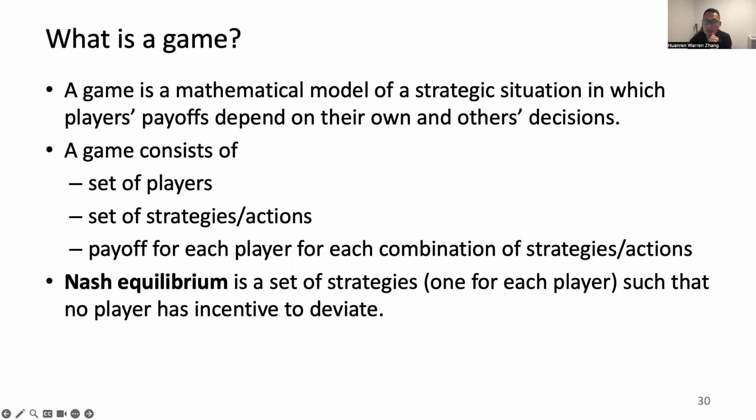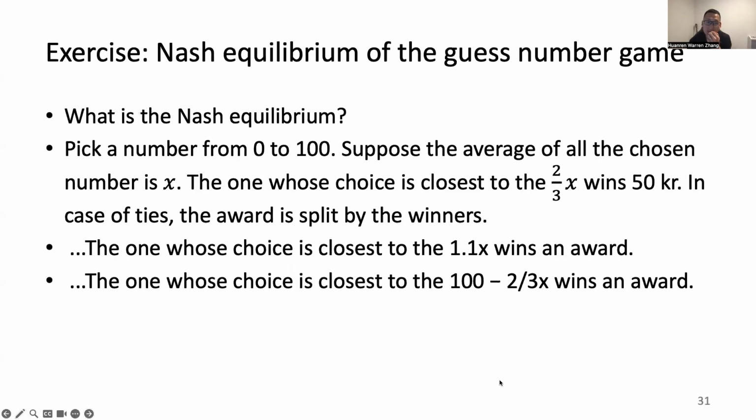Okay, so we have discussed that in the guess number game, the only Nash equilibrium is for everyone to choose 0, because in that case, none of the players has any incentive to deviate, to change to another number. Okay, so now let's do some exercise to check whether you understand the concept of Nash equilibrium.